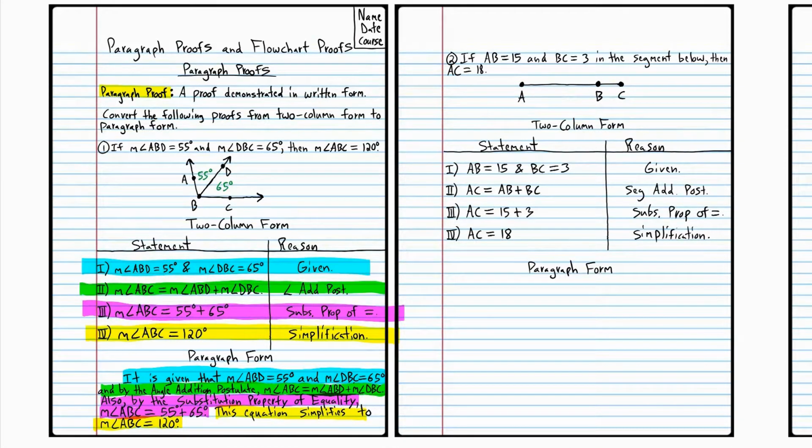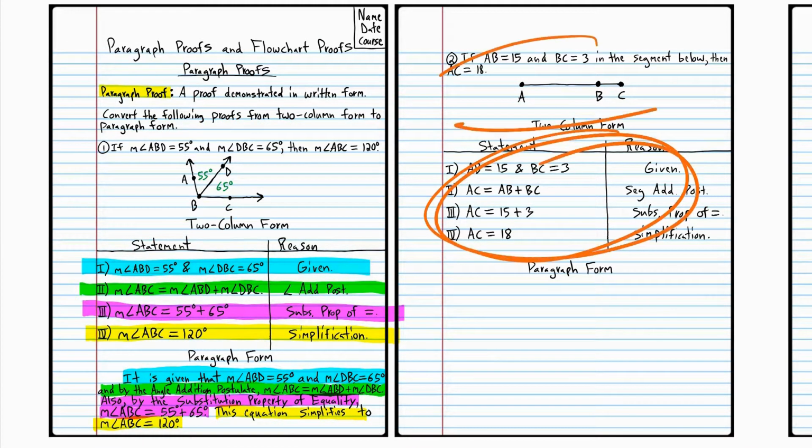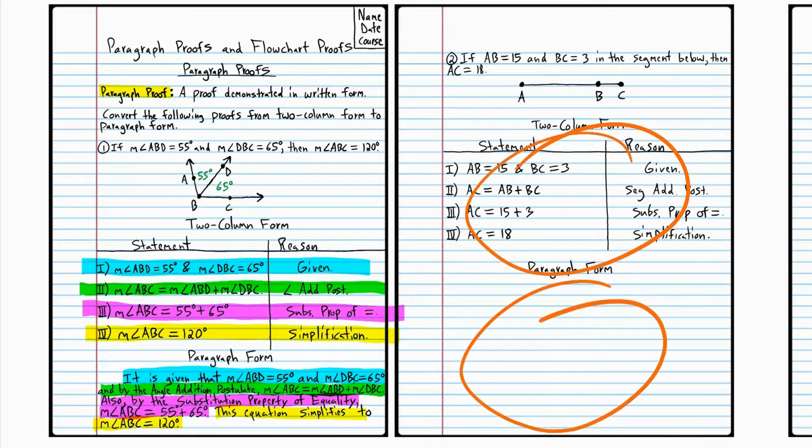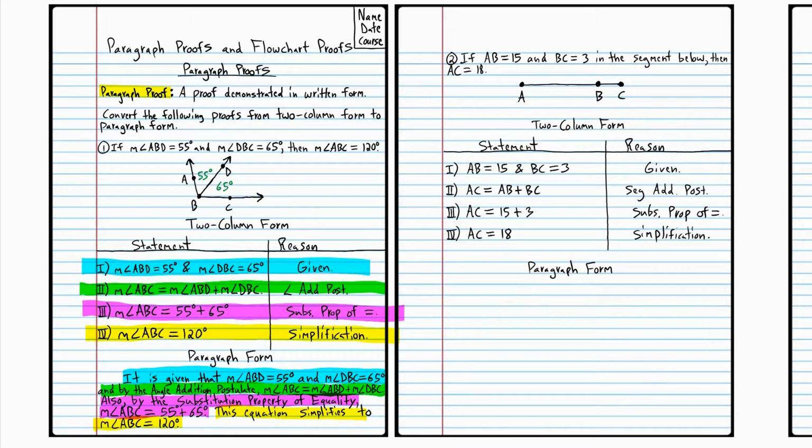Now, notice that I've already written the two-column form of this proof, so you don't actually have to figure it out. All you have to do is convert this to paragraph form. That's what we're doing in all these problems. It says here, convert the following proofs from two-column form to paragraph form. So all you have to do is just put this into words. Go ahead and do that, and when you come back, we'll work through it together.